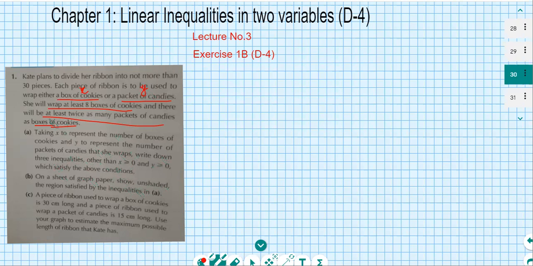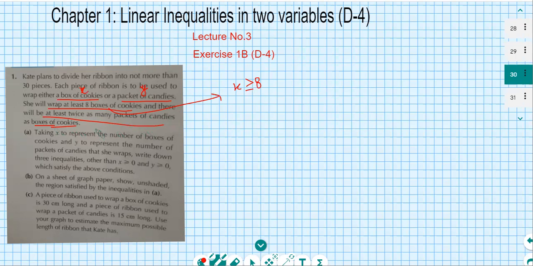So the first condition is she will wrap at least 8 boxes of cookies. At least means X should be, sorry, greater than or equal to 8. Clear?